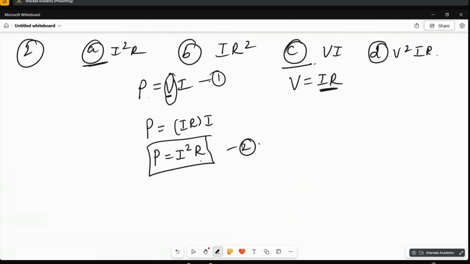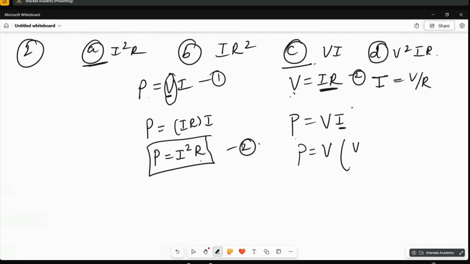Then now, if P is equal to V into I, now I can replace I. From the second equation, I can write I is equal to V by R. So in this, if I substitute, P is equal to V into V by R. Instead of I, I will write V by R. Or P is equal to V square by R.